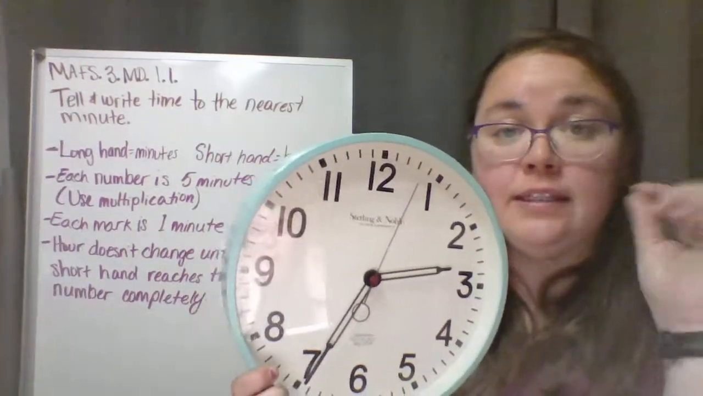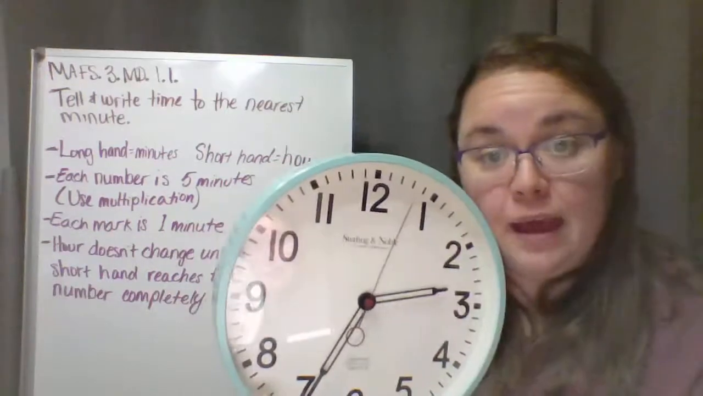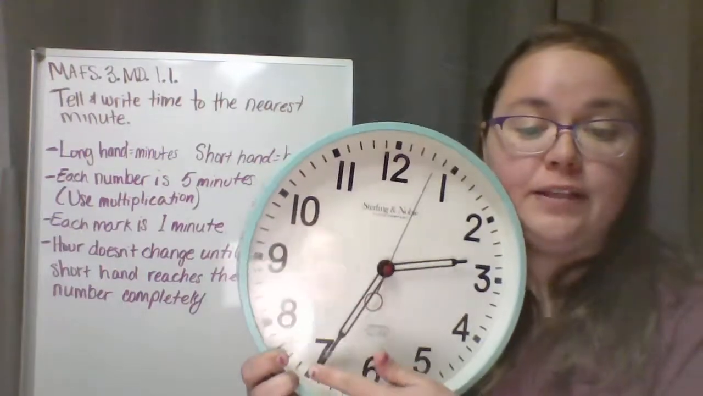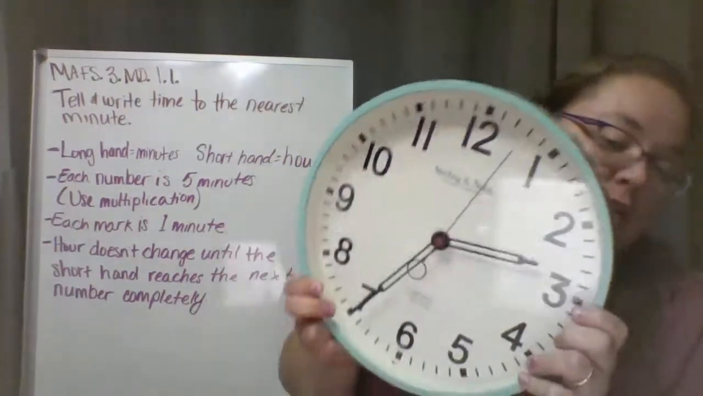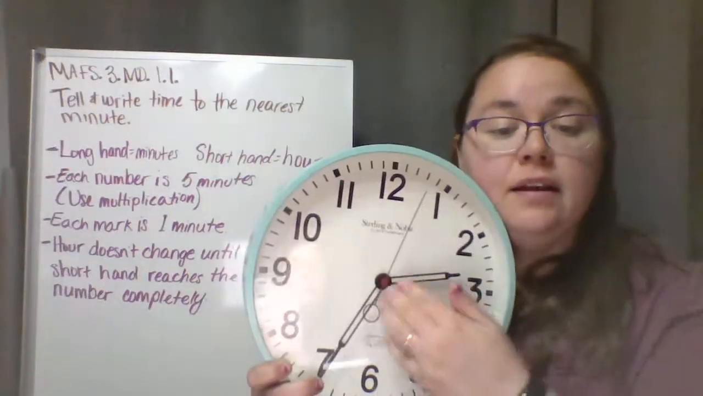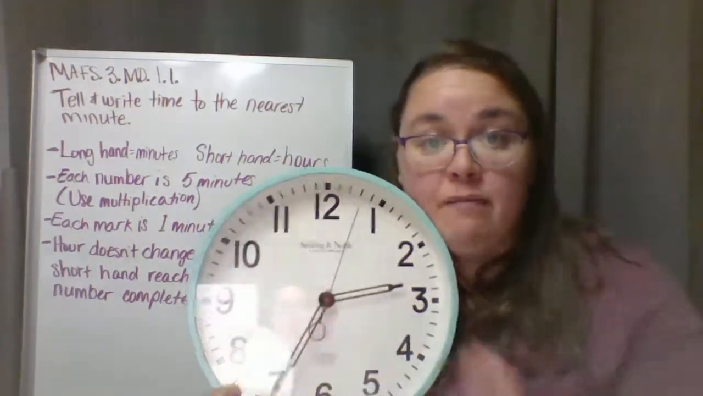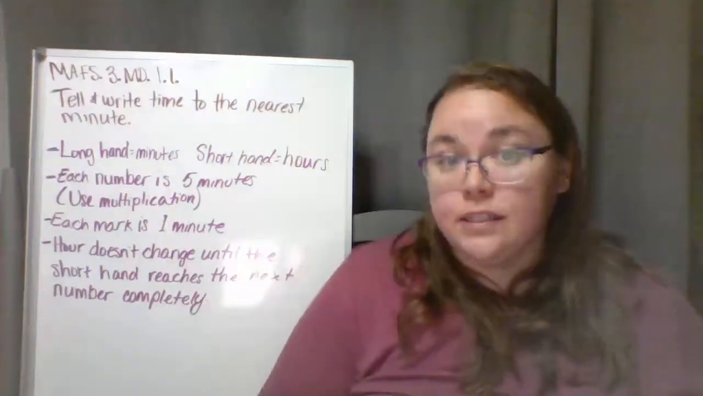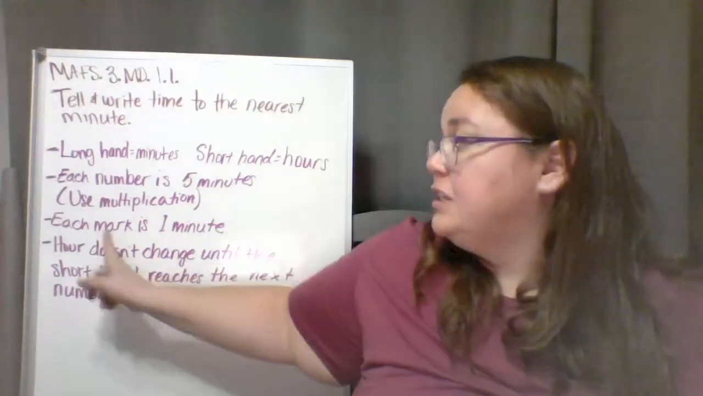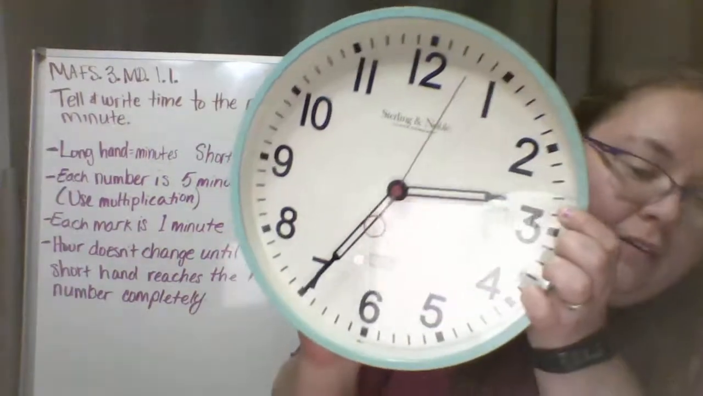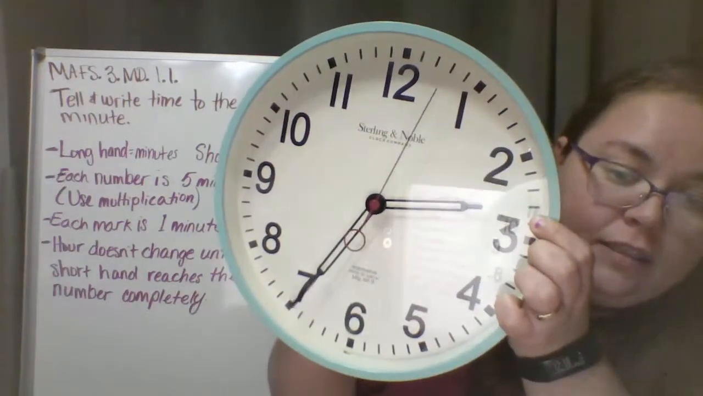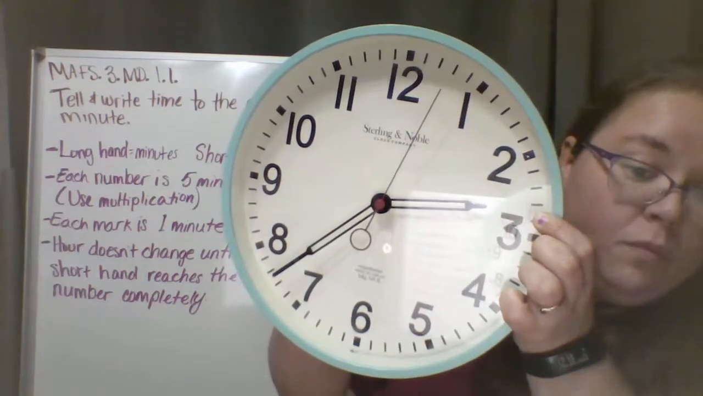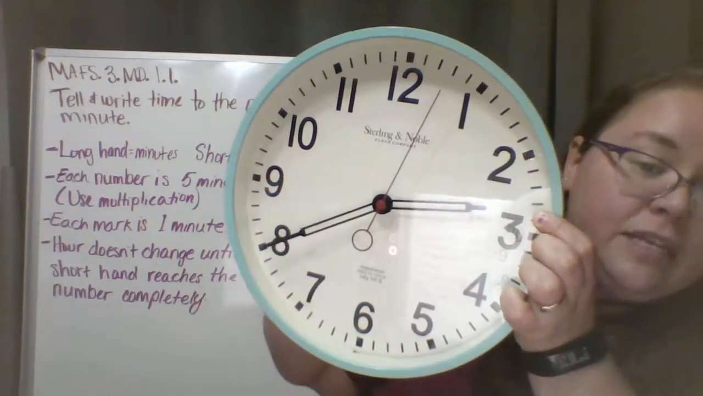However, if that's still a skill that you're working on, you can skip count. So 5, 10, 15, 20, 25, 30, 35, and that's where my minute hand is pointing. So the time in the minutes, not even looking at the hour yet, would be 35 minutes past the hour. Okay? The next thing to think about with the minute hand is that each mark is 1 minute. So from this 7 to that mark right there is 1 minute. 1 more minute. 1 more minute. 1 more minute. And so each one is 1 minute.